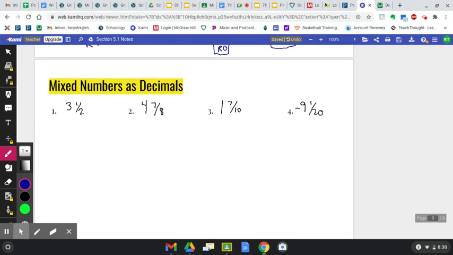All right, writing mixed numbers as decimals. So mixed numbers just means that I have a whole and a rational or fractional part, right? So that's really 3 plus 1/2. To turn that into a decimal, I know it's going to be 3, and then I have to figure out what decimal part this represents. And hopefully we know that a half is equal to 0.5, right?